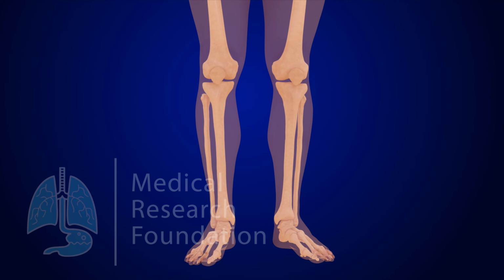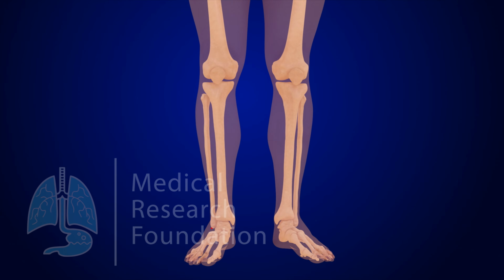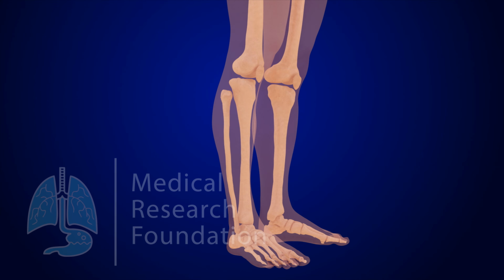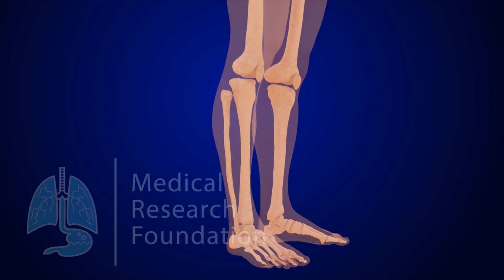Sustentaculum tali can be felt about a thumb breadth below the medial malleolus. Tuberosity of navicular bone is a low, bony prominence, felt 2.5 to 3.75 centimeters anteroinferior to the medial malleolus. Tuberosity of the base of fifth metatarsal bone is the most prominent landmark on the lateral border of the foot. It lies midway between the point of the heel and the root of the little toe.